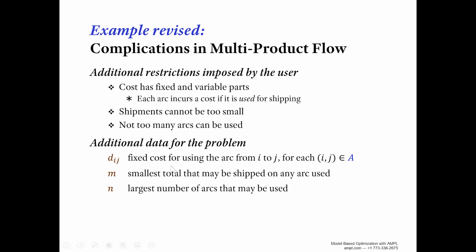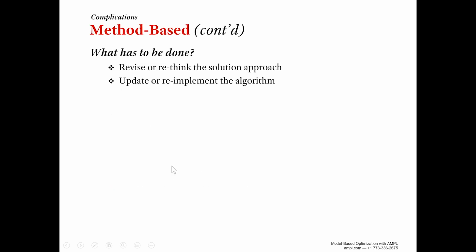And now what does this mean for the two approaches? Well, in method-based, I have to revise or rethink my solution approach, because suddenly my solutions have to take into account these additional restrictions I didn't have before. Now I have to update my algorithm, or maybe the algorithm that I had thought of doesn't work so well anymore. I have to re-implement it in some way.